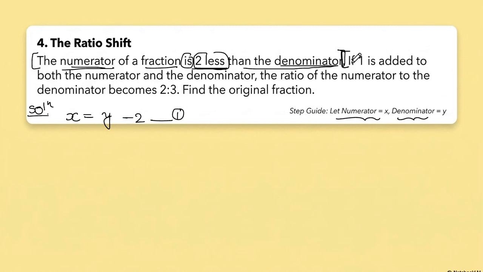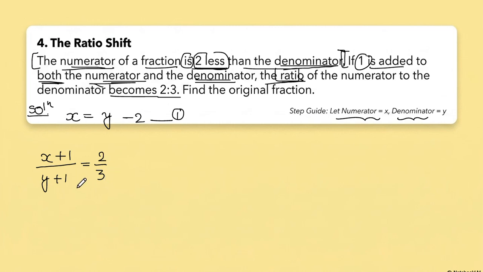Now look at the second condition. If 1 is added to both numerator and denominator, the ratio. Okay, so now they are talking about the ratio. So we have to write down in the fraction or ratio. Okay. So 1 is added. 1 is added means plus 1. So in which quantity plus 1? Both numerator as well as denominator. That means x plus 1 and also y plus 1. Okay. In that case, the ratio means x plus 1 upon y plus 1 becomes 2 is to 3. So becomes means is equal to 2 is to 3 means 2 upon 3. Okay. So from the second condition we got this one.